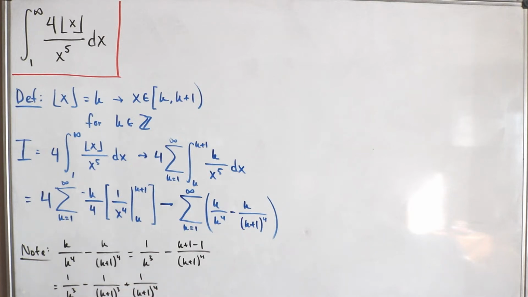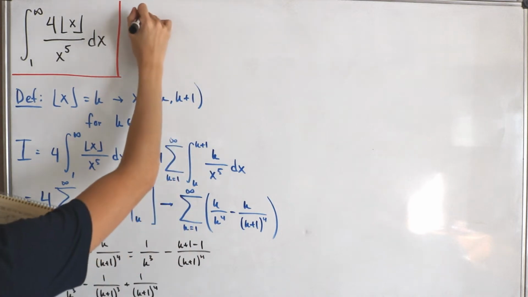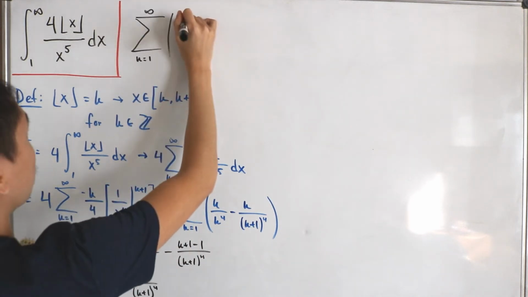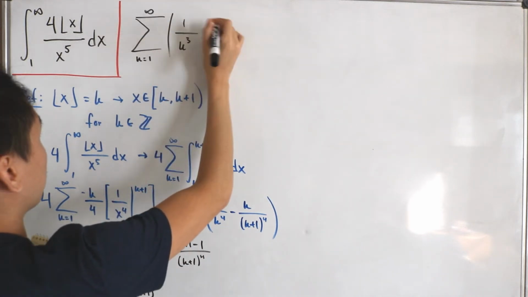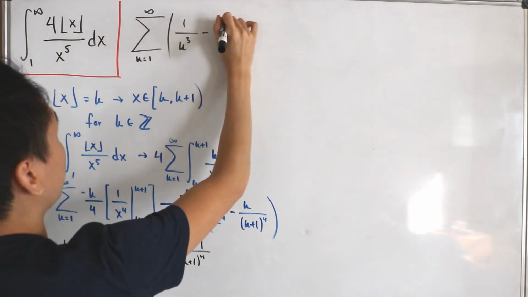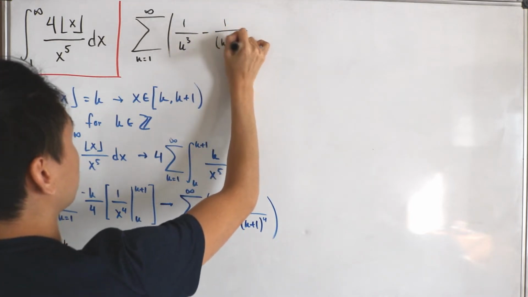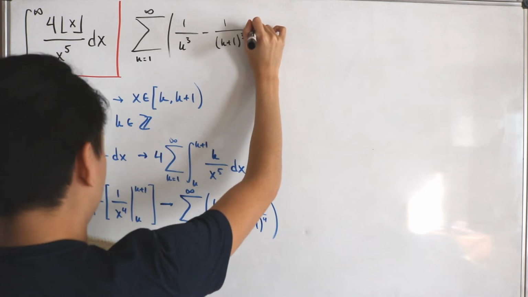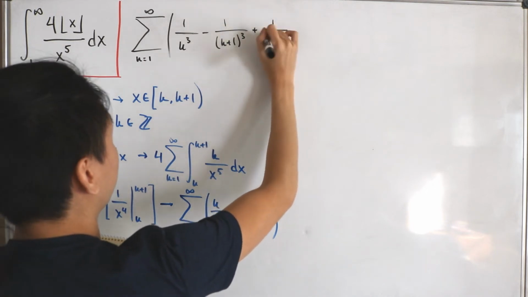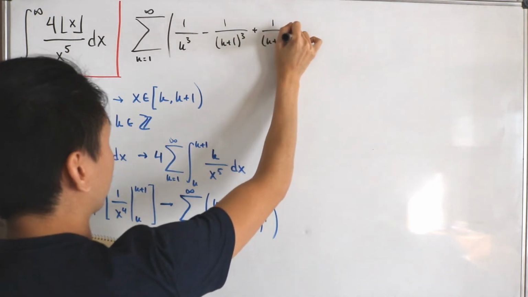Okay, and so now we can put this back into our infinite sum substitution to make the simplification even easier. So now putting this back, we have 1 divided by k cubed, then minus 1 divided by k plus 1 cubed, and then add this with 1 divided by k plus 1 to the power 4.